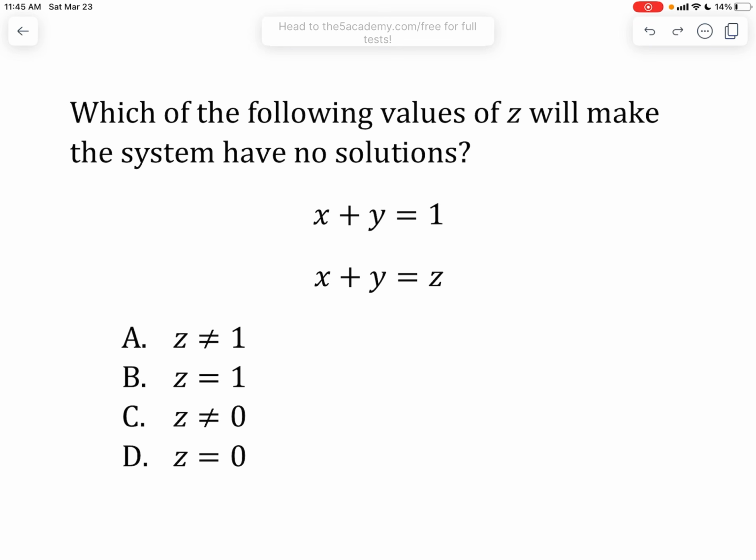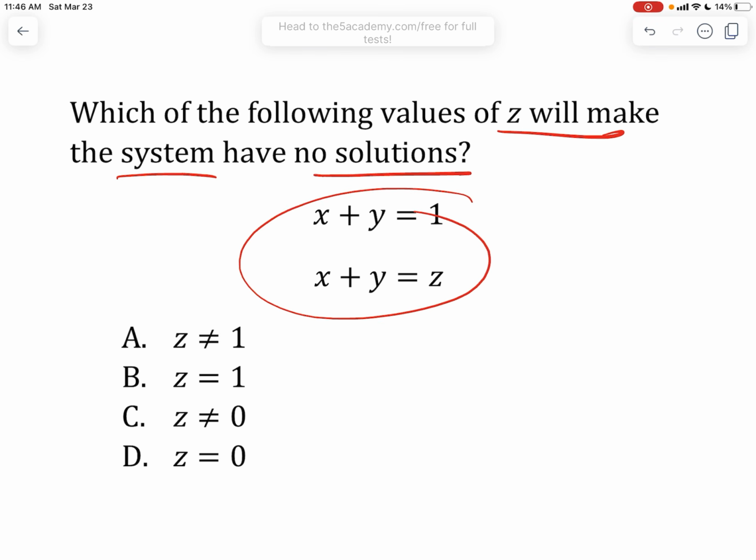Which of the following values of z will make this system have no solutions? So we have two equations here, and one of them has this value z, okay? Now, you might look at these equations and say, okay, how do these two have a solution? What is a solution? What do these equations look like? What are these? So really what these are, are lines.